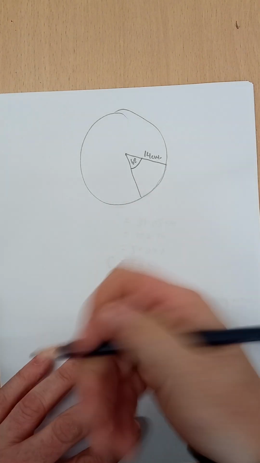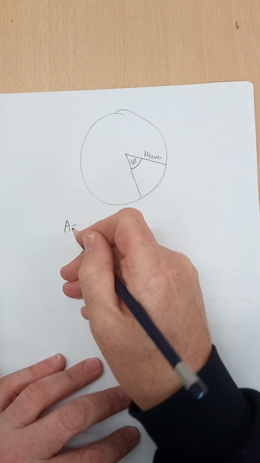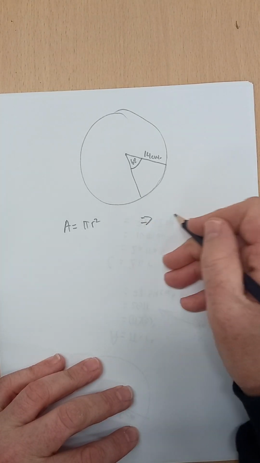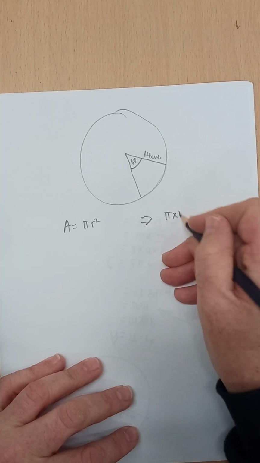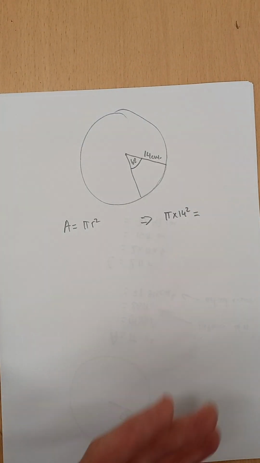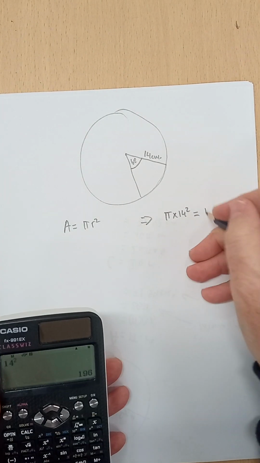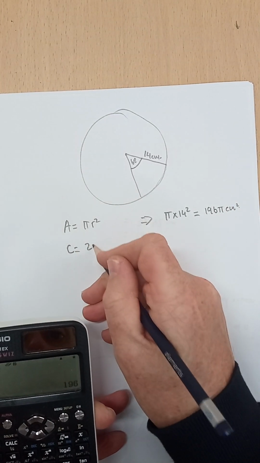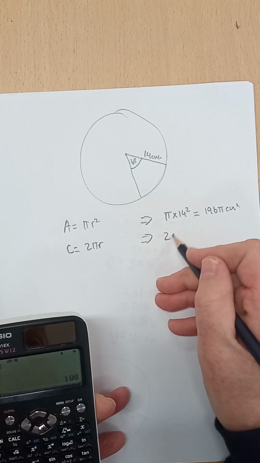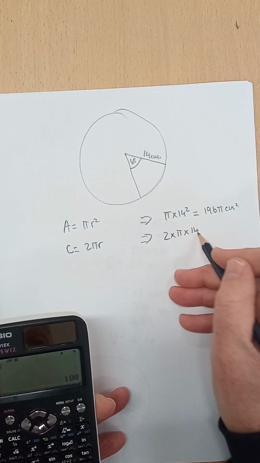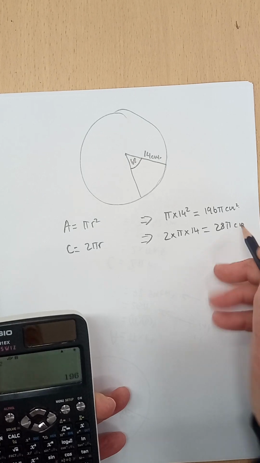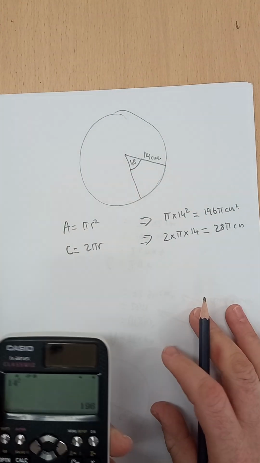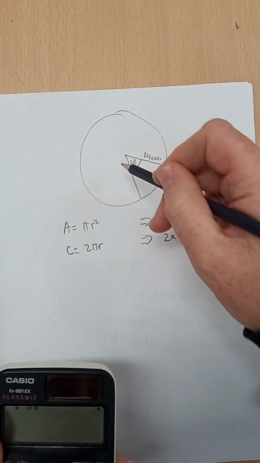So first of all, let's do our easy one. Let's get the area of the whole circle. The area of the whole circle is just pi r squared, which is equal to, in this case, pi multiplied by 14 squared, which is 196 pi centimeters squared. So there's the area of the circle. Let's get the circumference of it. That's 2 pi r. So how are we going to do that? 2 multiplied by pi multiplied by r. So that's 28 pi. So that's the area of the full thing and the circumference of the full thing done in one go.